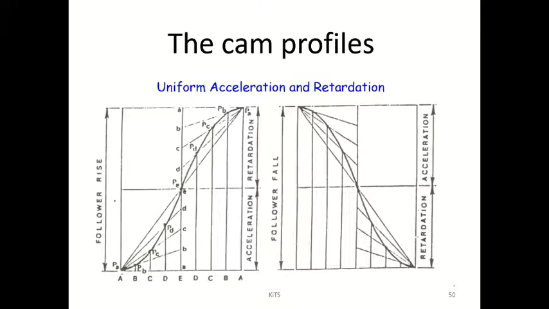Next one, uniform acceleration and deceleration, or uniform acceleration and retardation. Here, split the outstroke into 6 parts, and split the middle line into 6 parts, like this. One, two, three, four. Here I think they split it into 8.